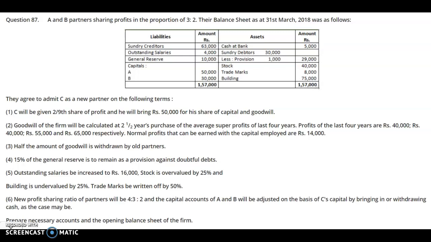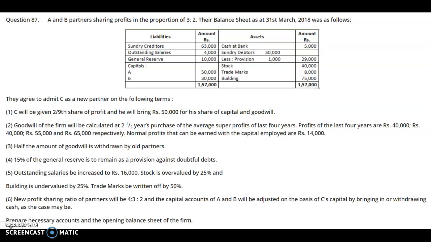Dear students, in our previous class, we had learned the different methods regarding the adjustment in the capital account of the partners. Today, I will share with you a numerical problem from the exercise, showing how the adjustment in the capital account is actually to be done. Let's do this question. It says that A and B are partners sharing profits in the proportion of 3:2.